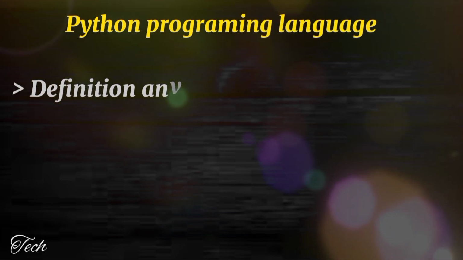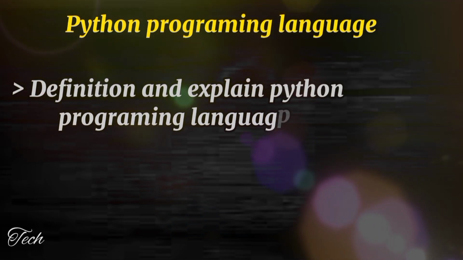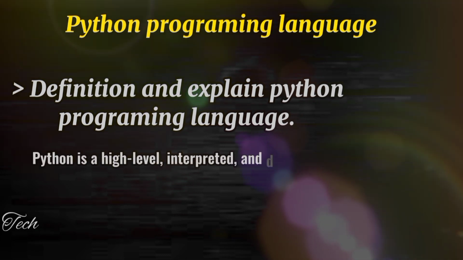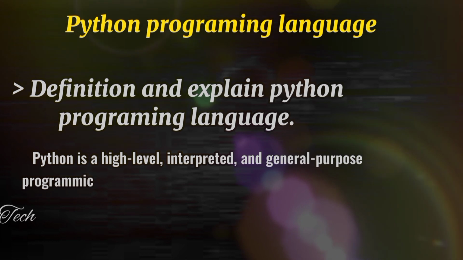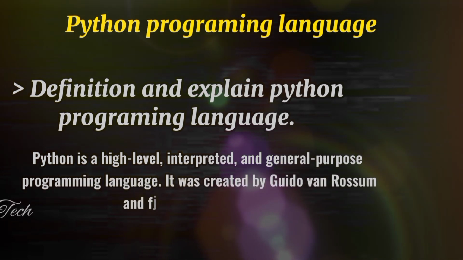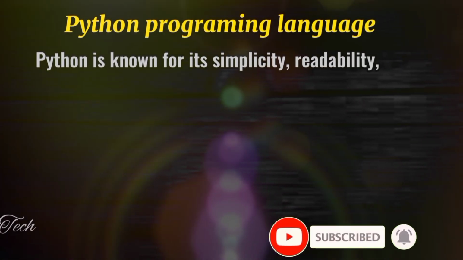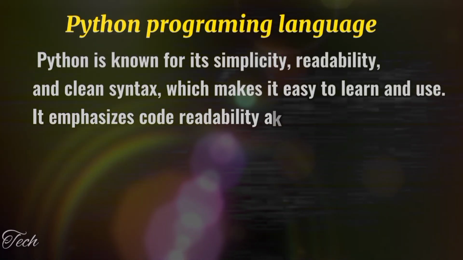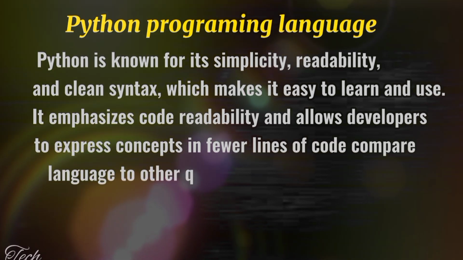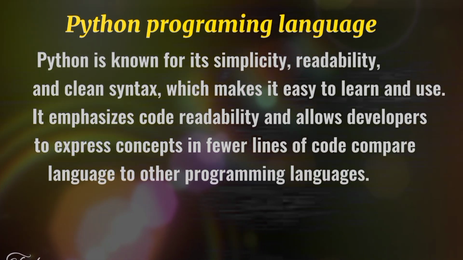Python programming language. Definition and explanation of Python. Python is a high-level, interpreted, and general-purpose programming language. It was created by Guido van Rossum and first released in 1991. Python is known for its simplicity, readability, and clean syntax, which makes it easy to learn and use. It emphasizes code readability and allows developers to express concepts in fewer lines of code.